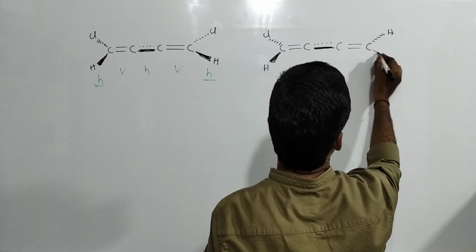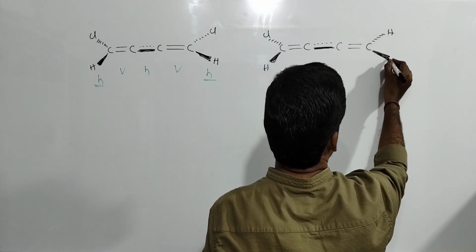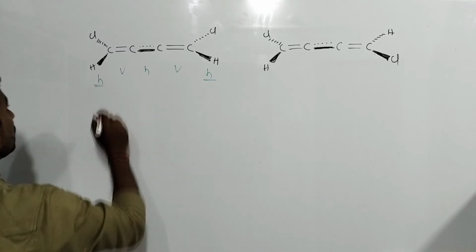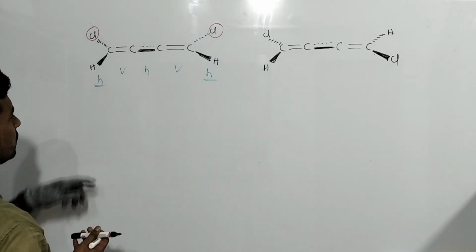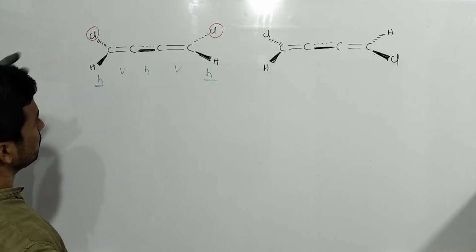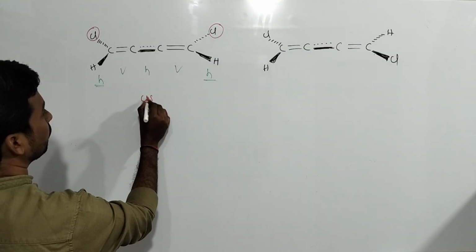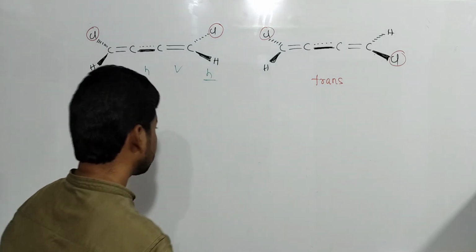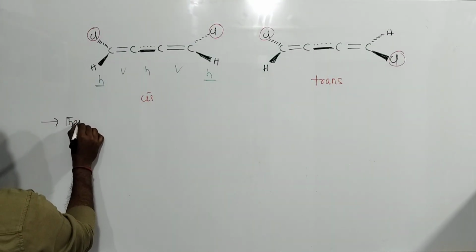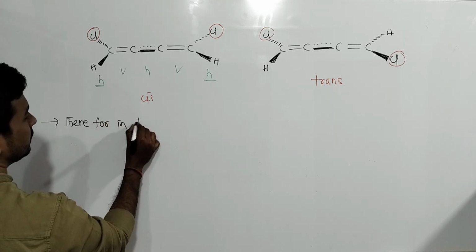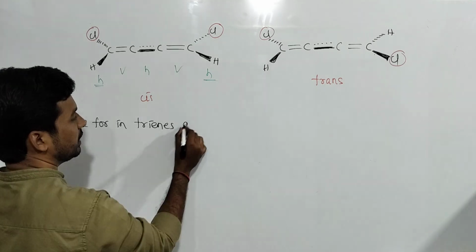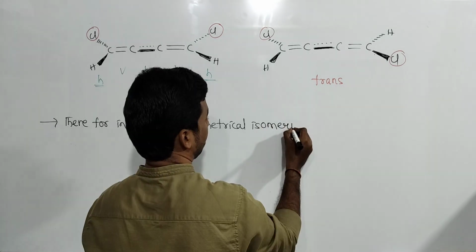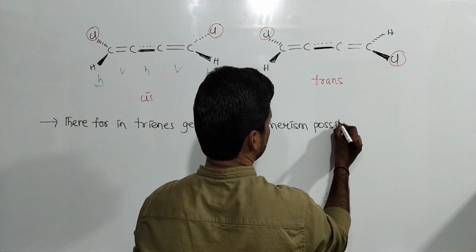If you write hydrogen here and chlorine on this one, then what do we get? Two chlorines, one on this thick line above the plane, the other below the plane, or one towards us, the other away from us. Same side, cis. Two chlorines on opposite sides, trans. Therefore, in trienes, geometrical isomerism is possible. This is a somewhat advanced class.